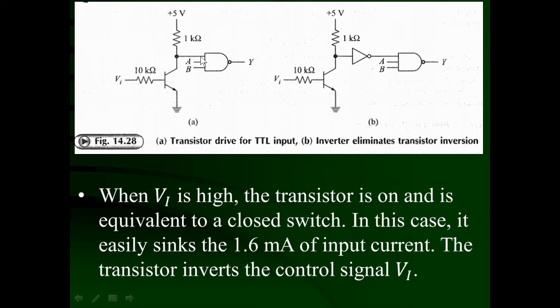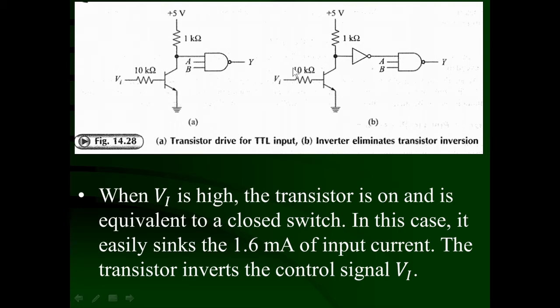Here the voltage is going to be 0.2 volt only. That is acceptable as input to the TTL. But here you can see that this input signal is inverted. If the input signal is low, the input to the TTL is going to be high. If the input is high, then the input signal to the TTL is going to be low. That means the input is inverted.